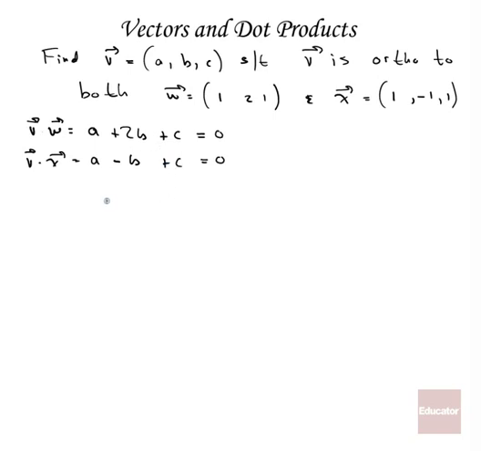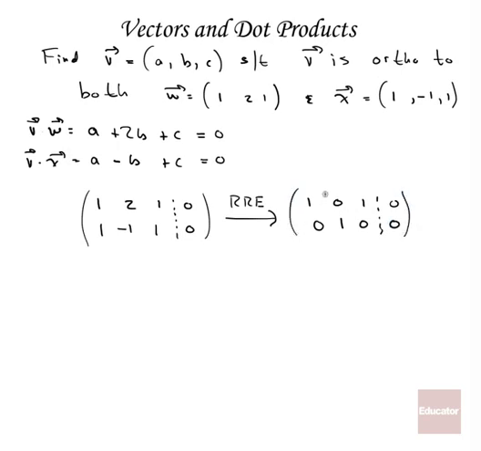Let's form our augmented matrix here. So 1, 2, 1, 0, and 1, negative 1, 1. Let me put a little line there so we know that we're dealing with the zeros over here. We're going to subject this to reduced row echelon form. And when we do that, we end up with the following: 1, 0, 1, 0, and 0, 1, 0, 0. This is reduced row echelon.